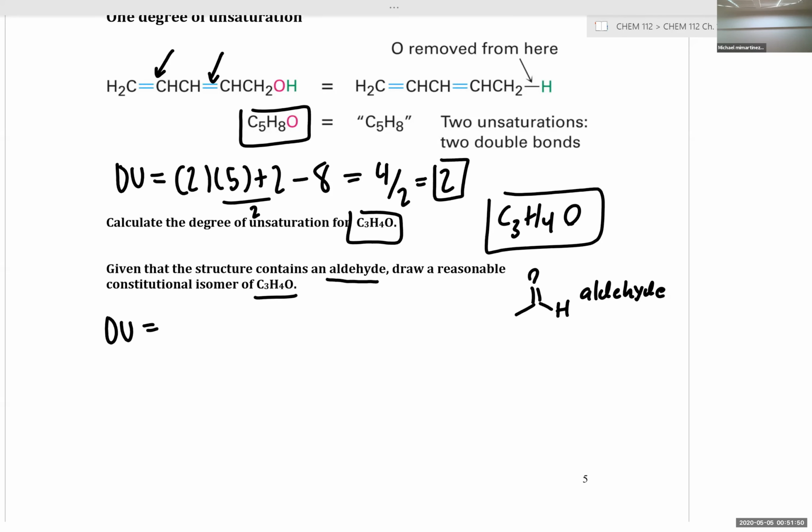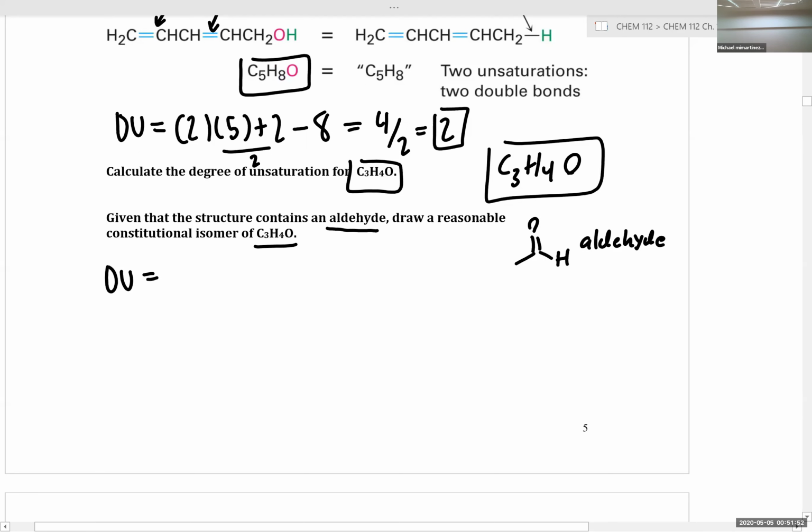So let's take a few moments. Let's take about 2 to 3 minutes. I'd like to see a reasonable DU calculation. And then if someone would like to break out the annotate tool, and just as a reminder, it's in the meeting tab on Zoom, and it's this little pen icon.